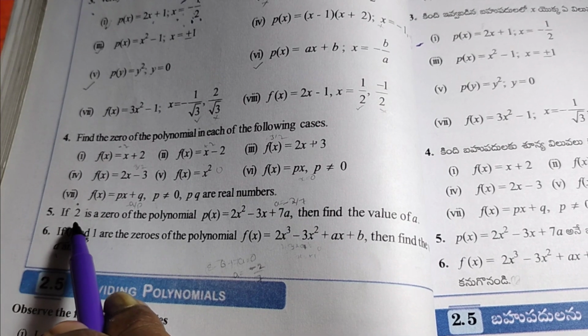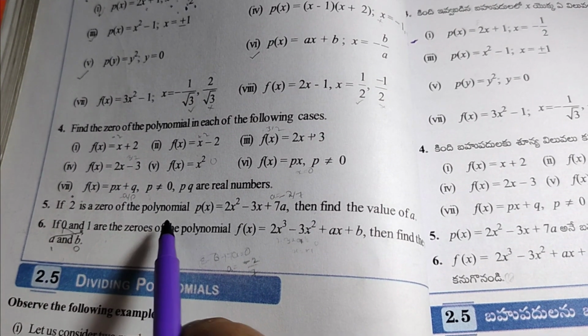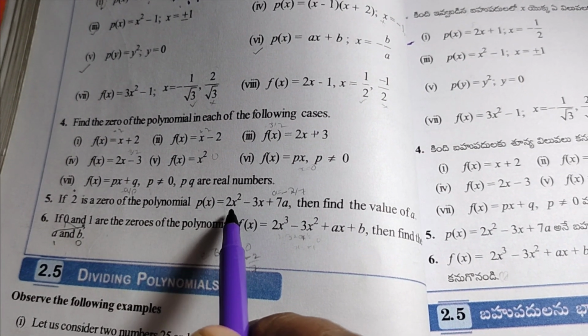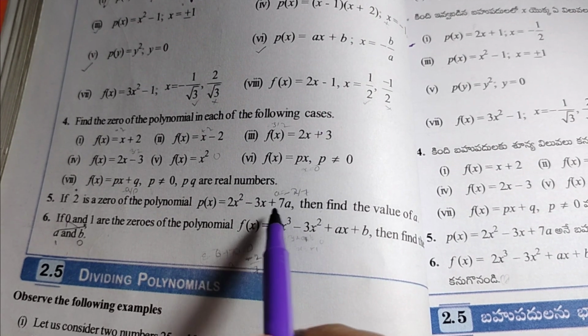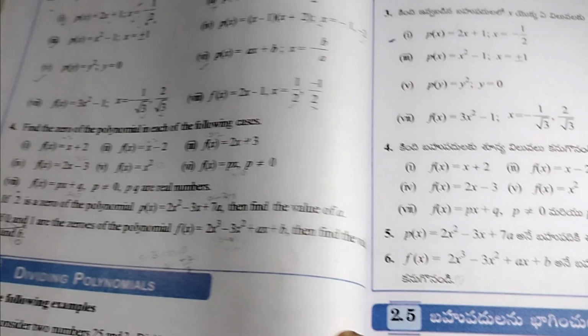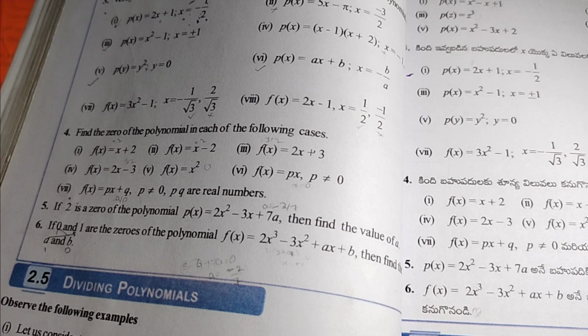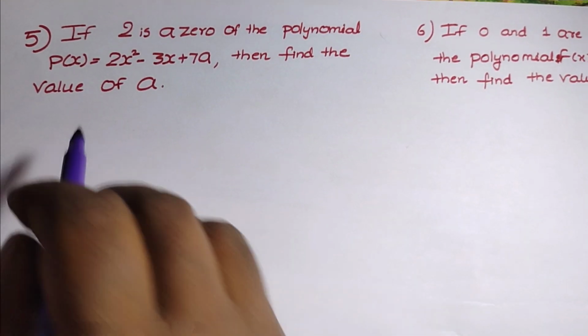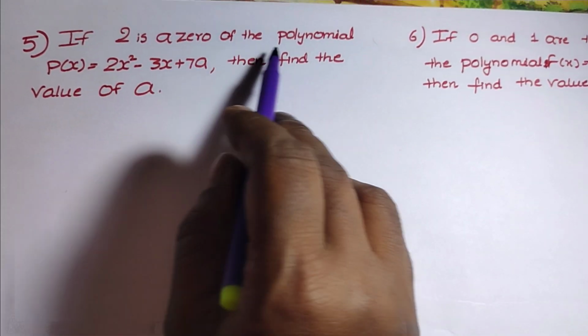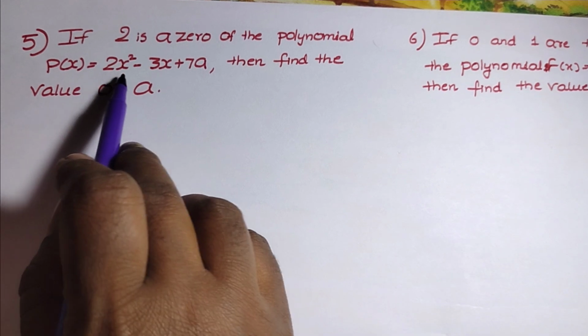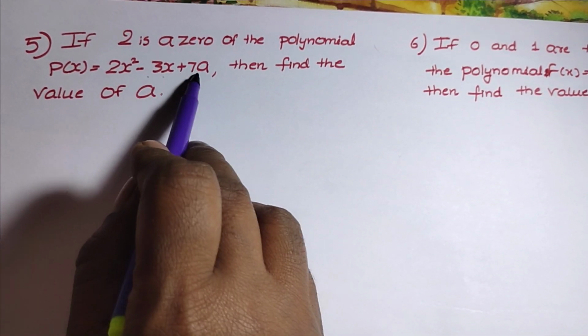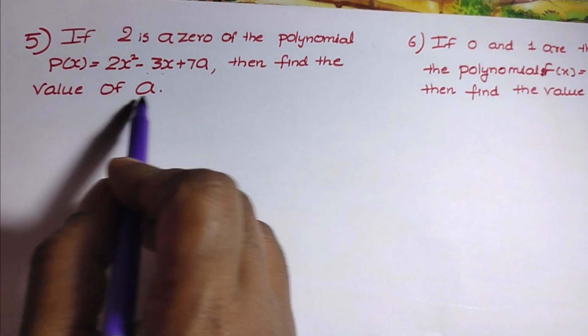Fifth question: if 2 is a 0 of the polynomial p of x is equal to 2x square minus 3x plus 7a, then find the value of a.